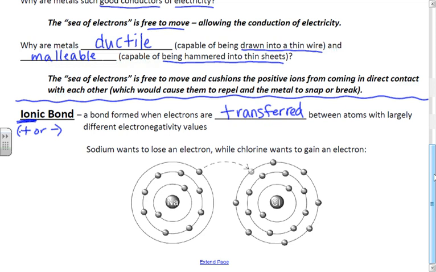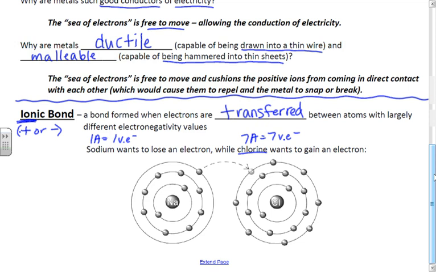So let's look at sodium and chlorine. Sodium's in the first column, the first group. Chlorine's in group 17 or 7A. So since sodium's in group 1A, remember that means it has one valence electron. And since chlorine is going to be in group 7A, that means it has 7 valence electrons.